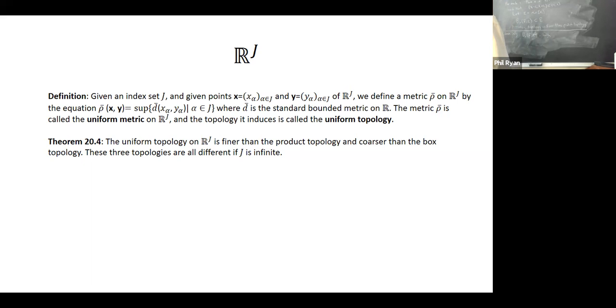So these are important analysis things. So even though the other topologies are still important when you get to infinite spaces, I don't want you to forget that. Okay, so let's prove this theorem.